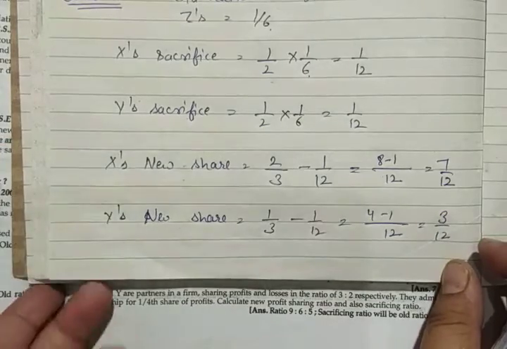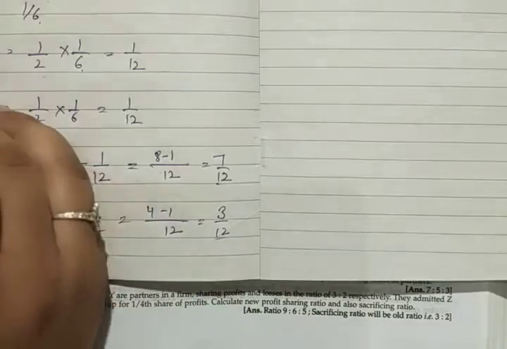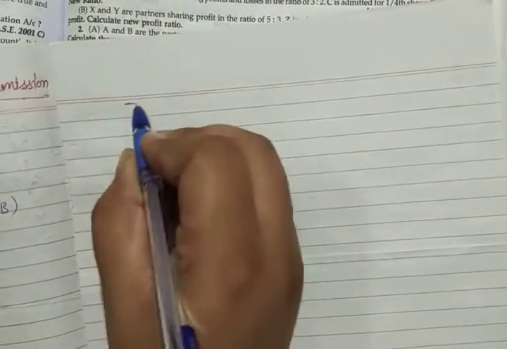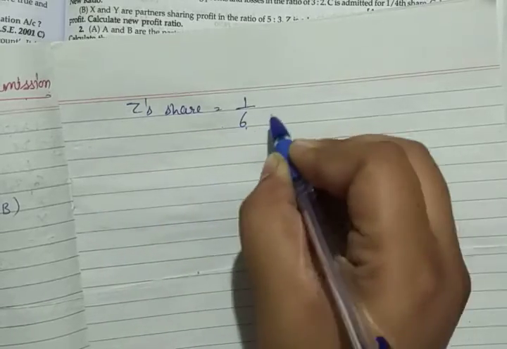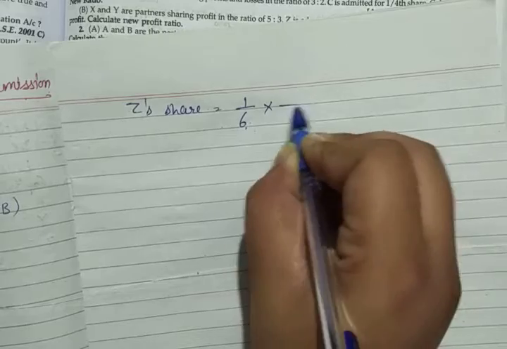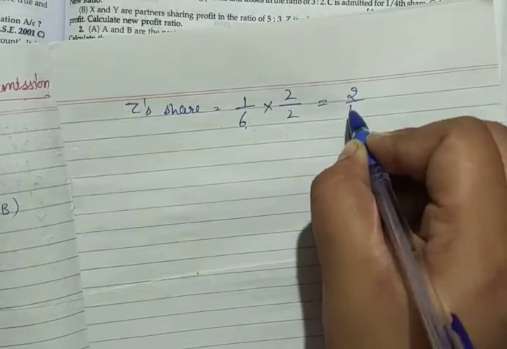Okay, now we have converted these things into 12. Now we have to convert Z's share into 12 also. So what will we do? We will write Z's share, that is 1 by 6. Now we have to convert this into 12, so we will multiply it by 2. Similarly on the upside, so it will be 2 by 12.